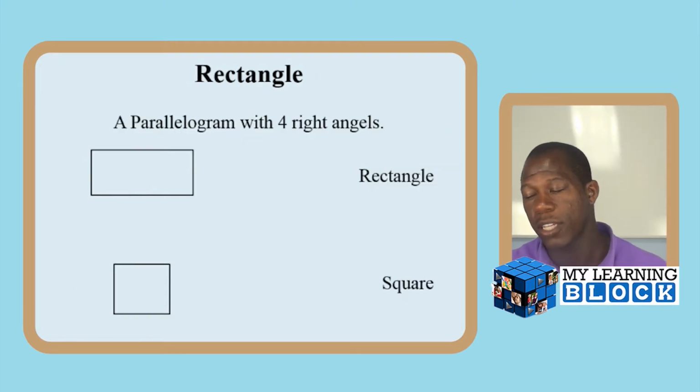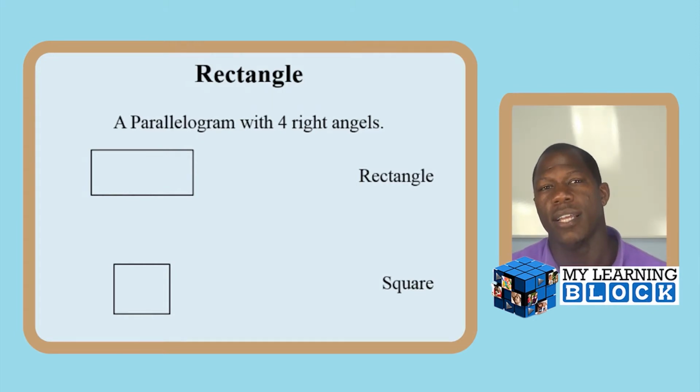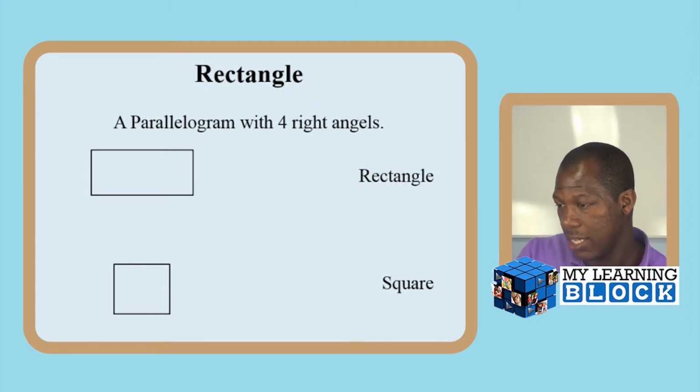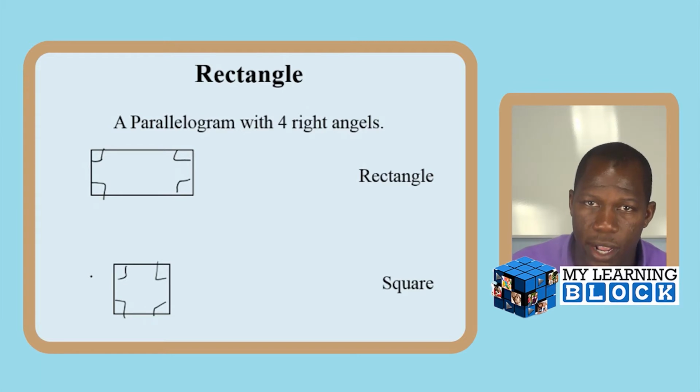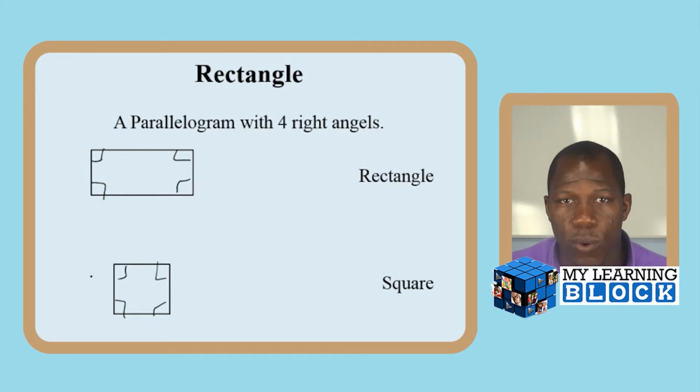Now, a parallelogram with four right angles is a rectangle. This means if you look at this shape, our regular rectangle that we're used to seeing, it has four right angles, but if you look at this square, it also has four right angles. There's a different property of the square that makes it a square, but anytime your child sees a square, let them know that that is still a rectangle. It has properties of a square, but it also has properties of a rectangle because it is a parallelogram with four right angles. So it is both a rectangle and a square.